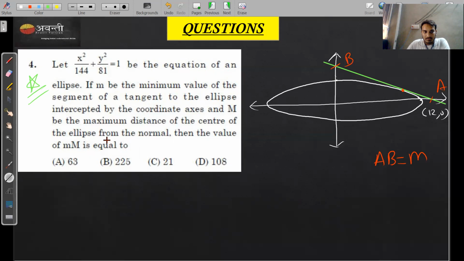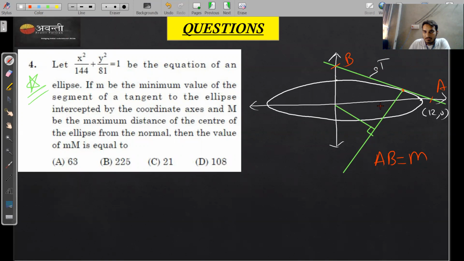The question is saying, let capital M be the maximum distance of the center of the ellipse from the normal. So what I'm doing is I'm drawing the normal from this point, let's say this point. So this line is the capital M.